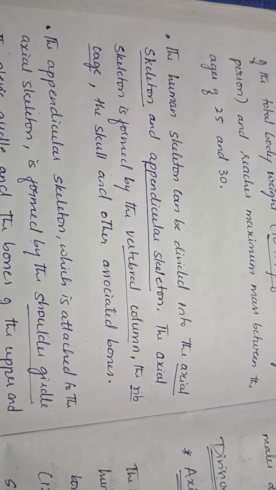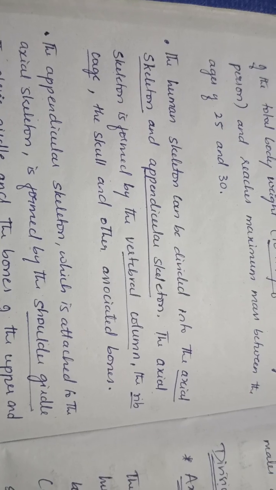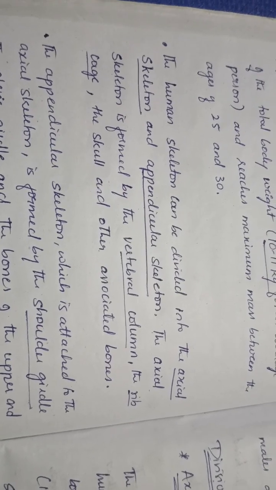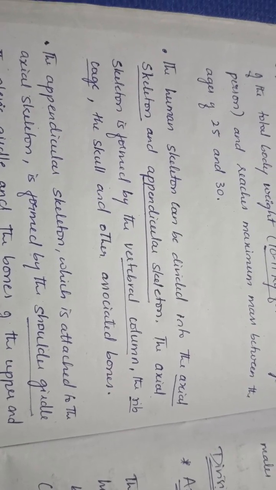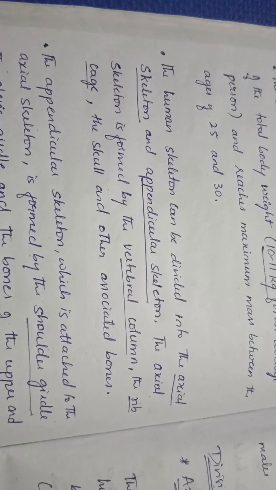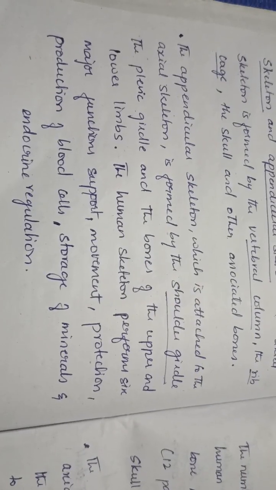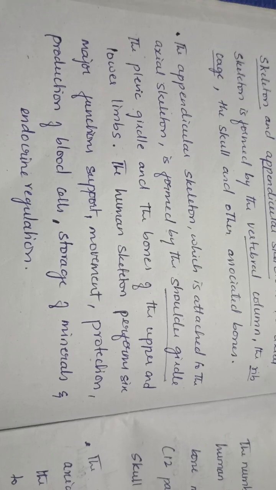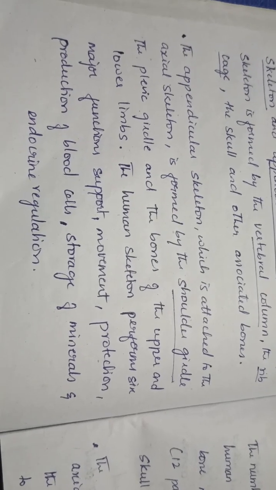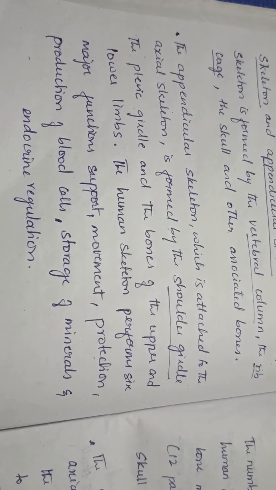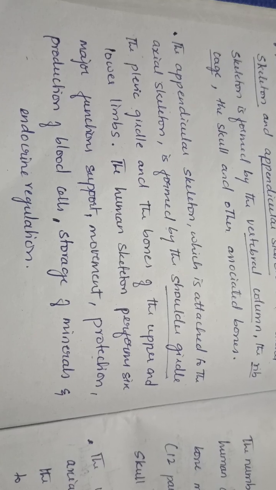The human skeleton can be divided into the axial skeleton and the appendicular skeleton. The axial skeleton is formed by the vertebral column, the rib cage, the skull, and other associated bones. The appendicular skeleton, which is attached to the axial skeleton, is formed by the shoulder girdle, the pelvic girdle, and the bones of the upper and lower limbs.